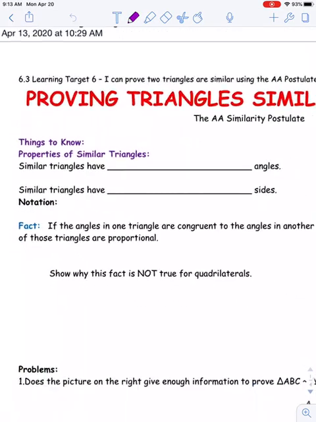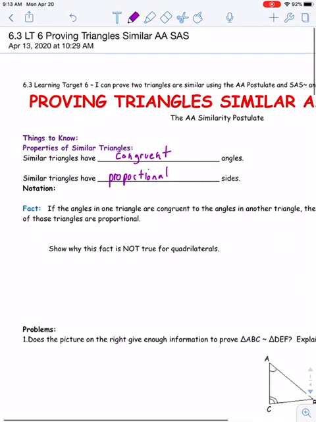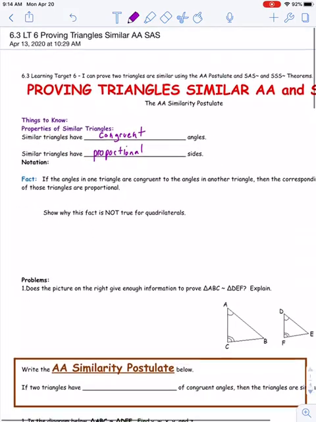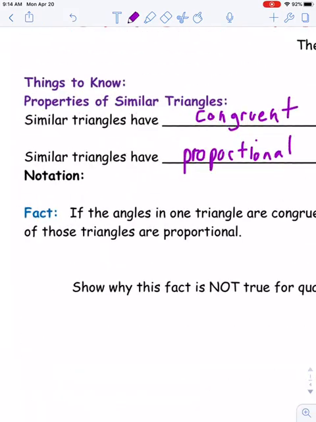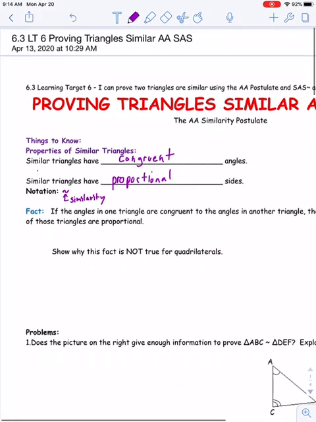So similar triangles have congruent angles, and they have proportional sides. That's a fact about all triangles, and we're going to use this fact and really go to outer space with it and talk about some crazy stuff. And realize the notation for similarity is a squiggly line. That's the notation.